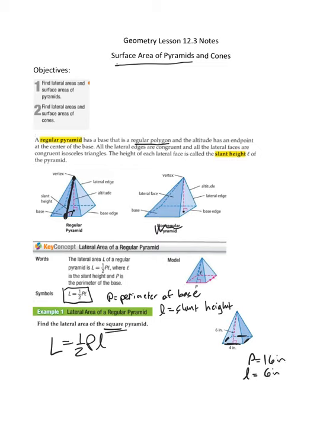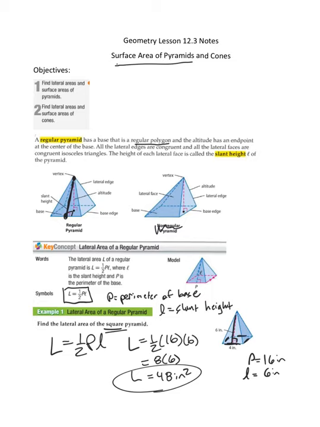All right, so lateral area is 1/2 times 16 times 6. 1/2 times 16 is 8. 8 times 6 is 48. And being a measure of area, that's units squared. So 48 inches squared here. Okay, so that's lateral area of a pyramid.